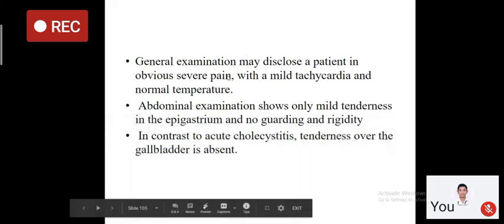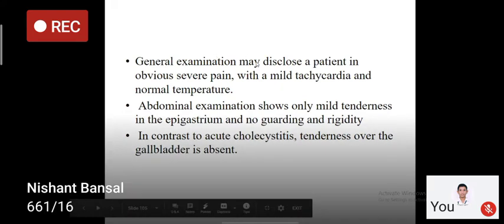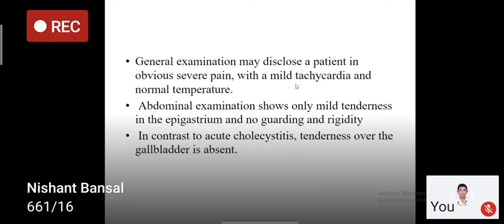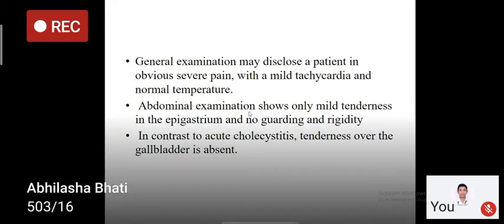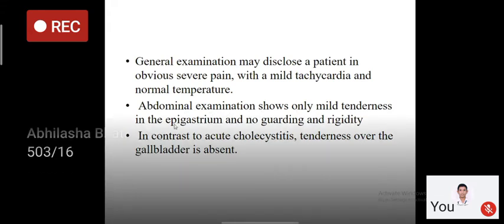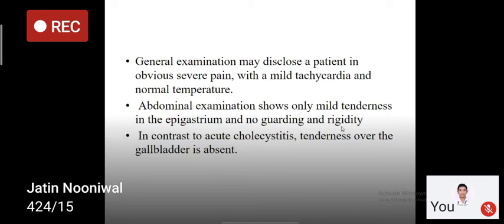So in a patient with biliary colic, there is not severe tachycardia. There can be slightly raised pulse rate, and there is no fever. Abdominal examination may show only mild tenderness in the epigastrium and no guarding and no rigidity, right?